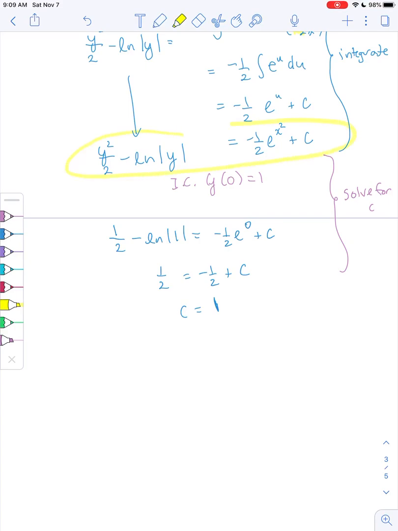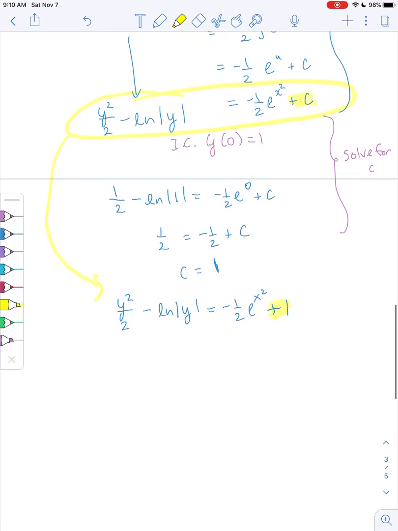So now what we do is we take where we left off in solving for c and transfer that down. We get that the solution is y squared over 2 minus ln of the absolute value of y equals negative 1/2 e to the x squared, plus 1, which is the c. And again, that's what I had done to solve for c. With this one, this is an expression where we can't isolate y, with y squared and ln of y. So this is as far as we can go.